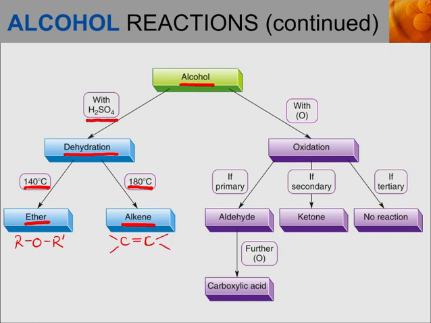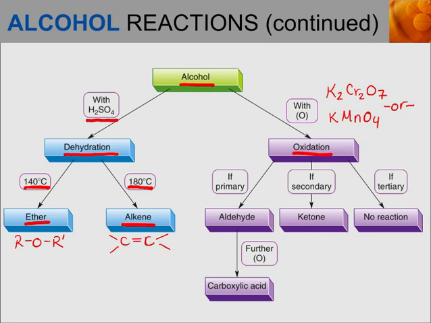Now what if you oxidize with either potassium dichromate or potassium permanganate? If you use either of those oxidizing agents on your alcohol, you're performing oxidation.